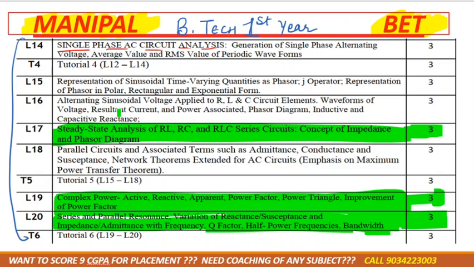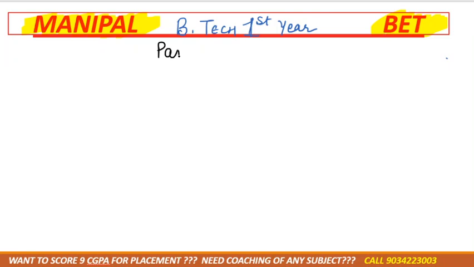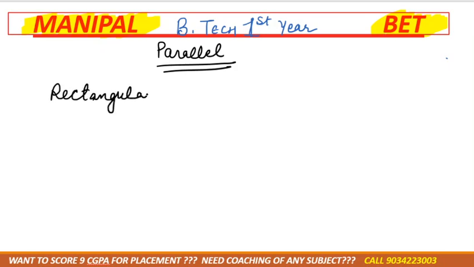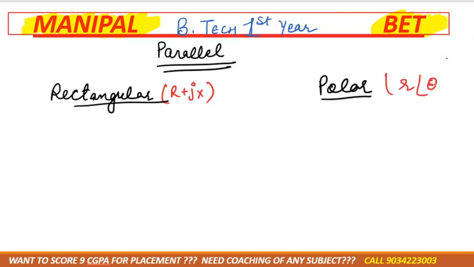Now in today's lecture we'll cover the parallel circuit. Okay, so one of the questions from the parallel circuit will definitely come. For the parallel circuit, what you need to learn, there are basically two forms. One is the rectangular form, and another is the polar form. For this one you need a calculator. Without a calculator you won't be able to solve it further. Rectangular is the form of r plus jx and polar is the form of r angle theta.